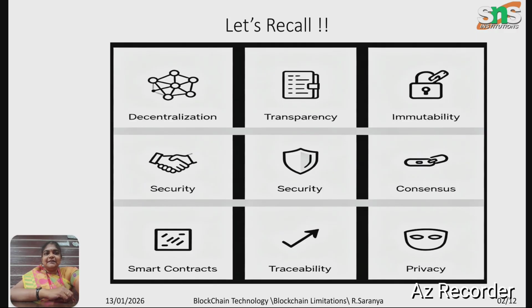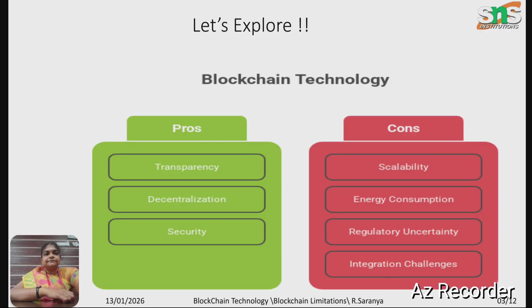First one is decentralization, transparency. Obviously it is immutable. Because of these advantages, it is more secure, and we can use smart contracts. Traceability is very high, and we have lots of privacy. Apart from these advantages, there are some limitations which need to be considered while using blockchain.